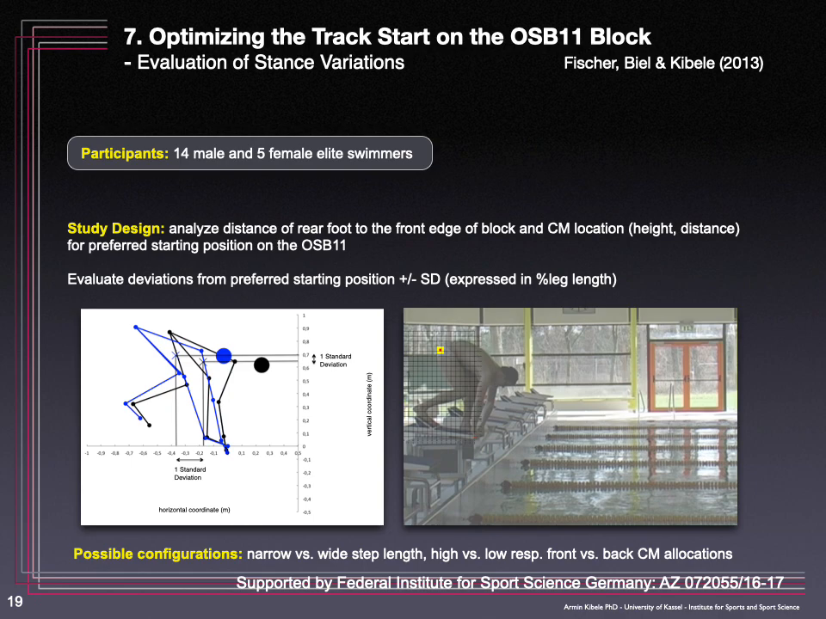These configurations were narrow stance with center of mass position high anterior, number 1; wide stance with center of mass position high back, number 2; wide stance with center of mass position low front, number 3; wide stance with center of mass position low back, number 4. Swim start performance, assessed as the time between the start signal and the head crossing at 7.5 meters, was assessed in 2 trials for each swim start position in a randomized order.